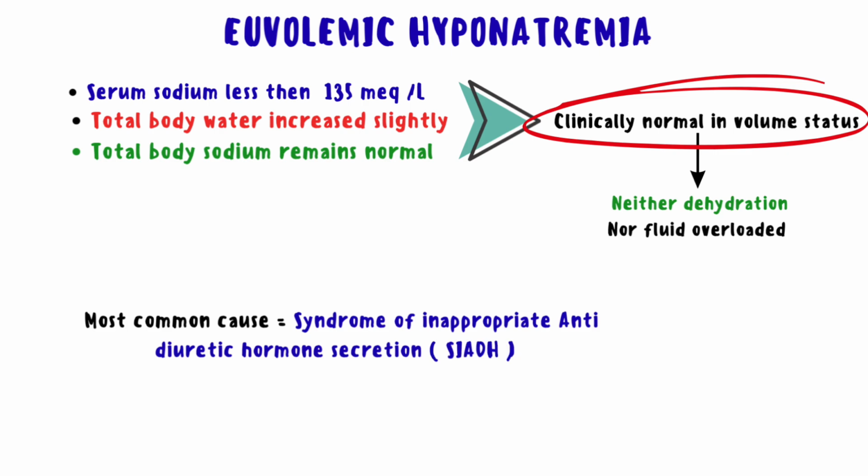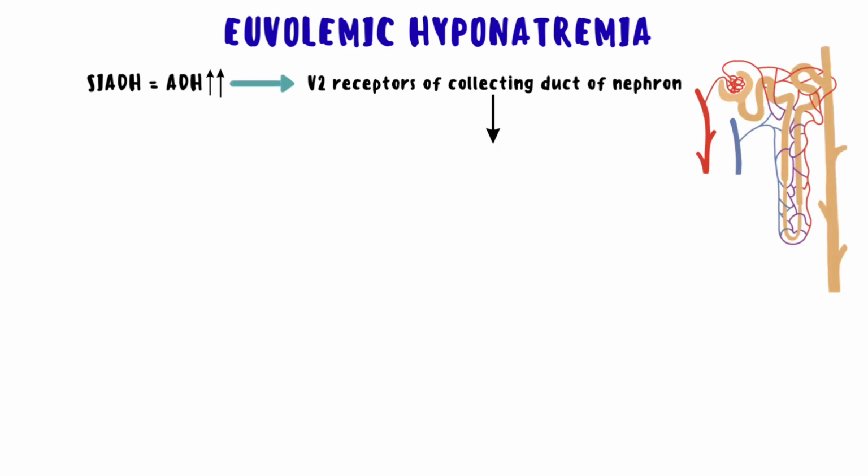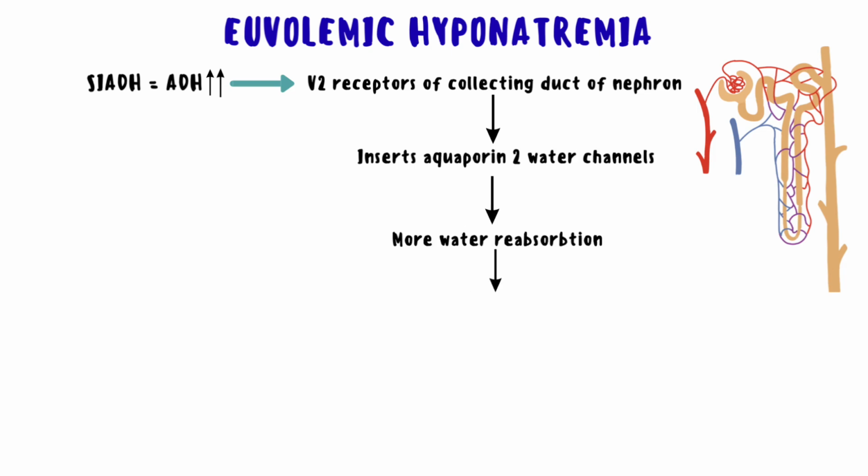In this condition, there is excess antidiuretic hormone, which acts on V2 receptors in the collecting ducts of the kidney and inserts aquaporin water channels, which causes more water reabsorption. Because of this, serum sodium becomes diluted and causes hyponatremia.